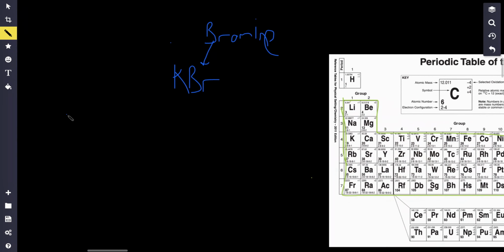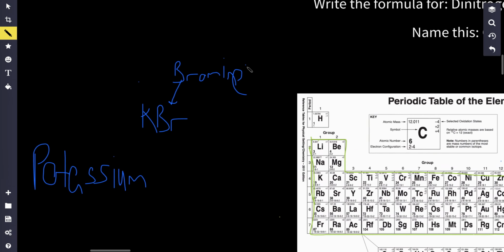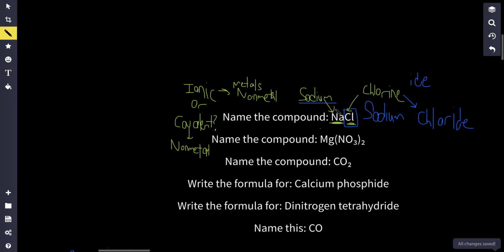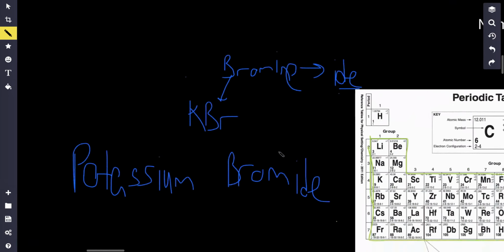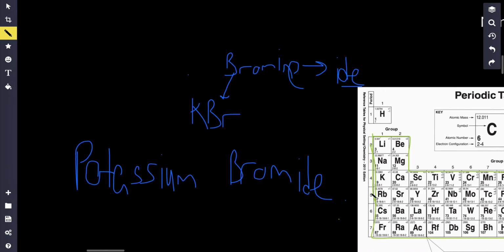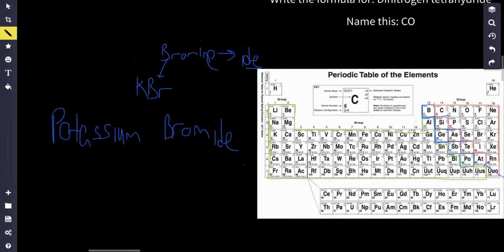Remember what you do to ionic compounds. You keep the first thing the same. So the first element, we said, was potassium. But remember, the ending for the second element has to end in -ide. So bromine becomes bromide. So this is going to be potassium bromide, and that's the answer. Just like with sodium chloride, chlorine became chloride, and bromine becomes bromide.